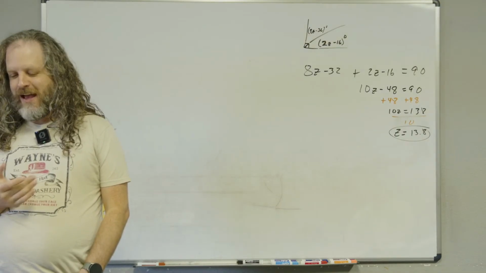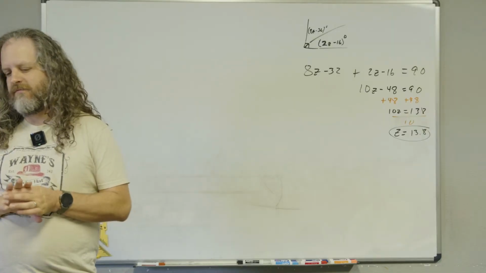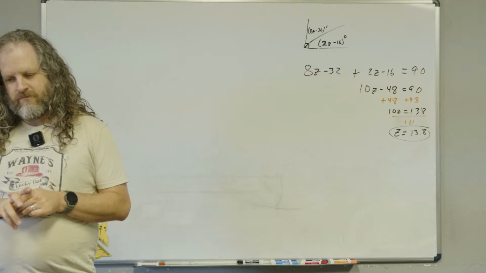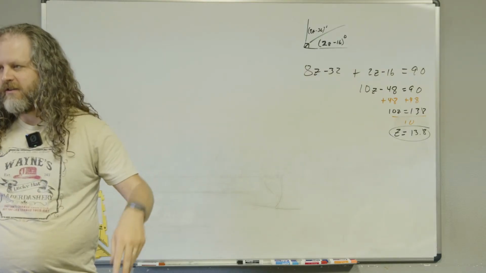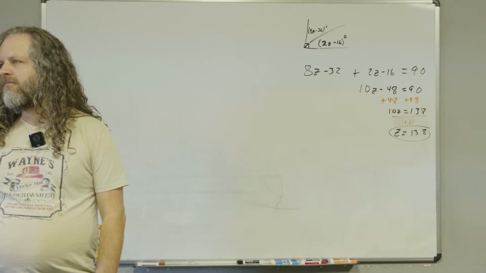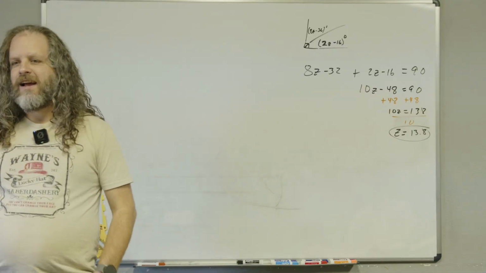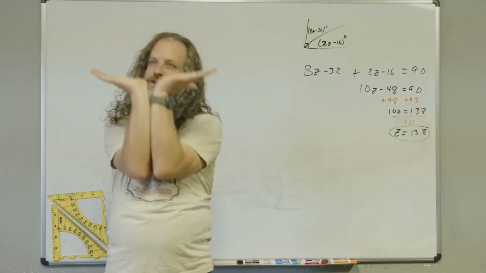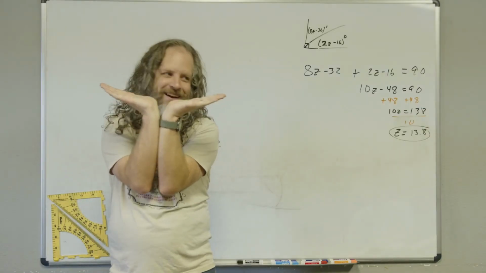Yeah, the measure of the angles adds up to what? How many degrees in a straight line? 180. How many degrees in a right angle? 90. What's 90 twice? 180.